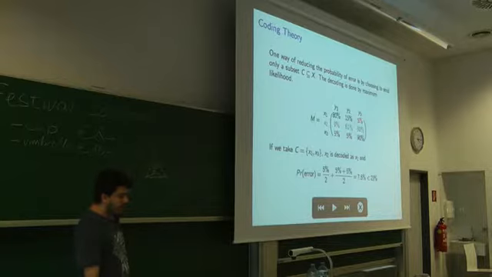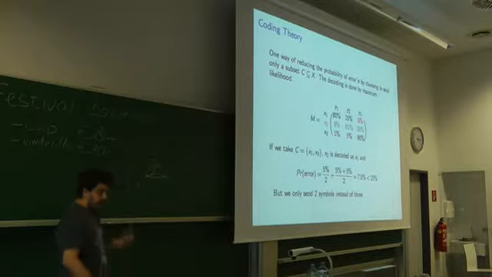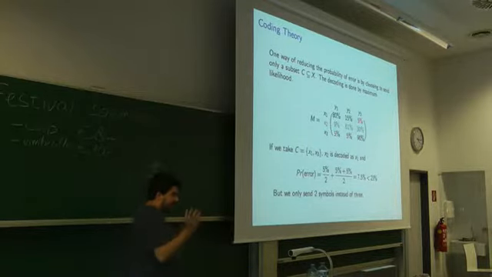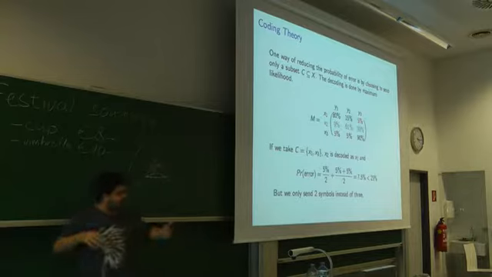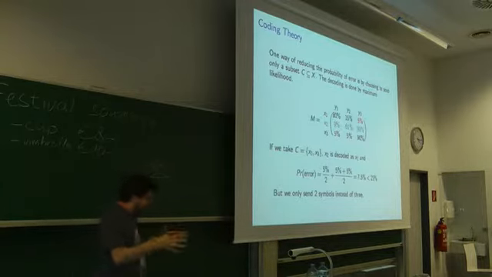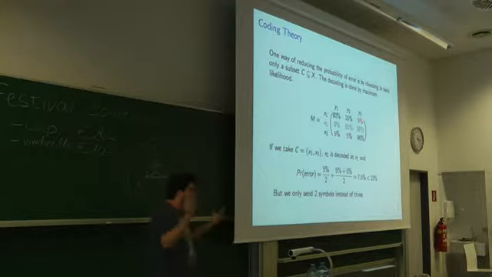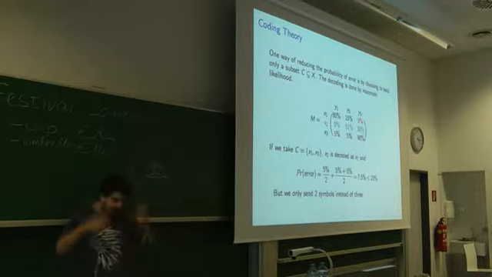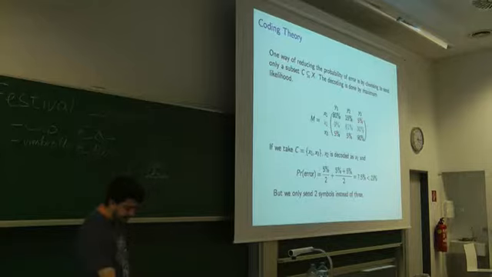That means that when a y1 is received, it will be decoded as an x1. When a y2 is received, it will be decoded also as an x1. And so you end up with these red entries as the mistakes, and you get a lower error. But you only send 2 symbols instead of 3. So the whole area of coding theory has this problem about how you're going to work with these things. You want to lower your probability of error, but at the same time you want to send as much as you can. And a lot can be said about this.